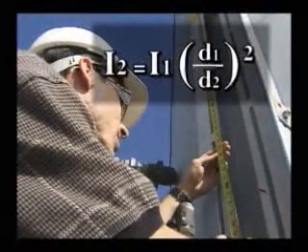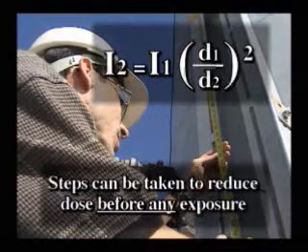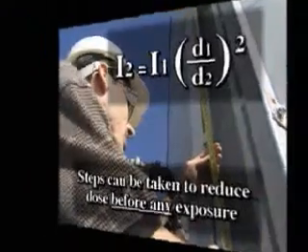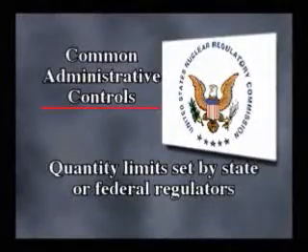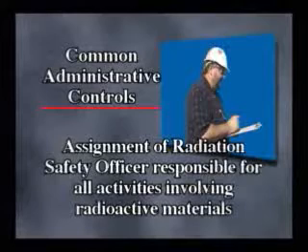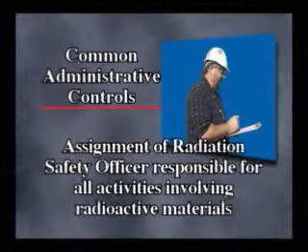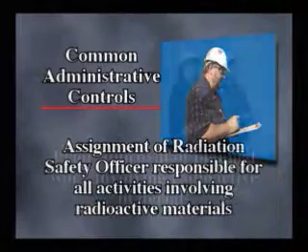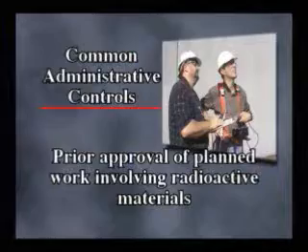If the calculated doses are too high, steps can be taken to reduce the dose to the workers before any actual exposure occurs. Administrative controls include quantity limits set by state or federal regulators, assignment of a radiation safety officer responsible for all activities involving radioactive materials, and prior approval of planned work involving radioactive materials.